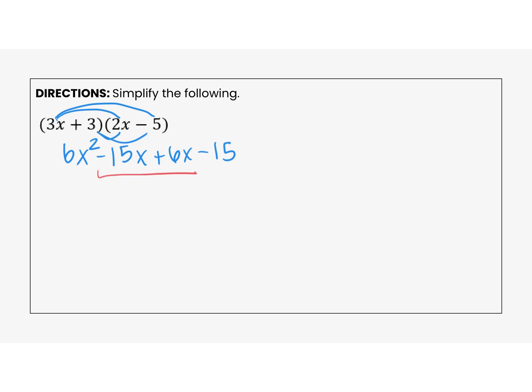So that's only these middle two. So I get 6x squared minus 9x minus 15. And that is my answer.